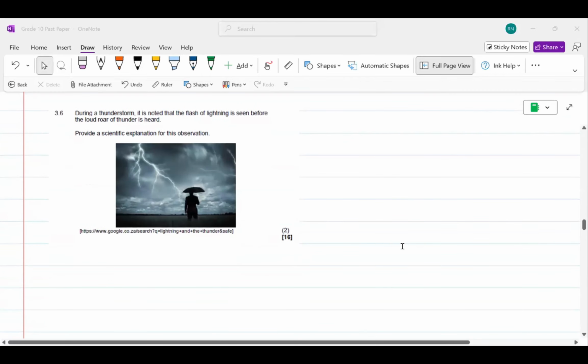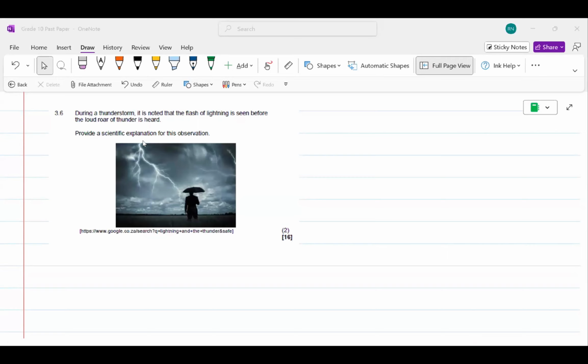Okay. Now, this one is kind of a theory one, and it shouldn't be that long of an explanation. During a thunderstorm, it is noted that the flash of lightning is seen before a loud roar of thunder is heard. What would the explanation for this be? Just think about it. Why do we see lightning first, and then after a while, we can hear the thunder?